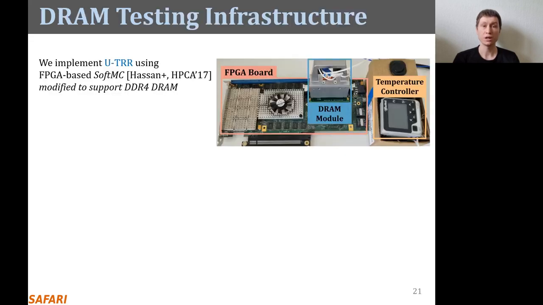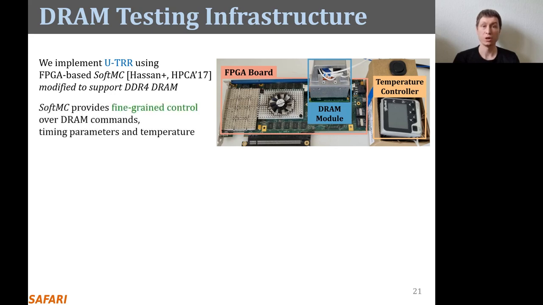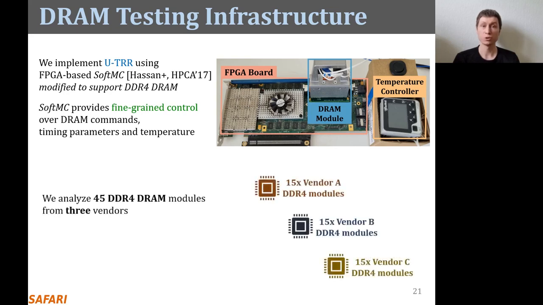To implement UTRR and conduct the DRAM experiments, we use SoftMC, an FPGA-based DRAM testing infrastructure. We modified SoftMC to support DDR4 modules. We use SoftMC because it provides fine-grained control over DRAM commands, timing parameters, and temperature. In our study, we analyzed 15 DDR4 DRAM modules from each of the three major DRAM vendors.